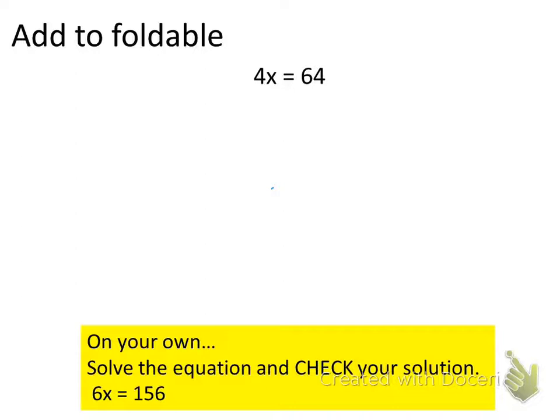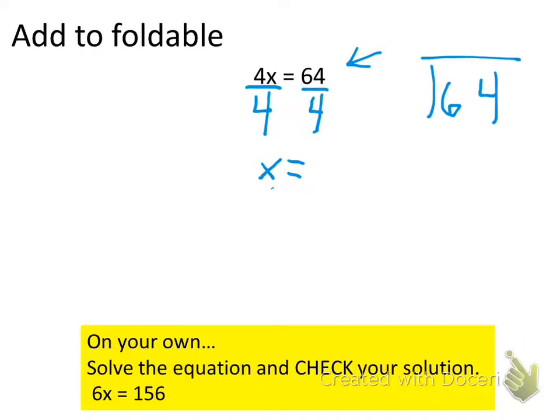We're now going to add to your foldable. To your foldable, you need to write this example underneath the multiplication section. Write that example down. Then we're going to divide by 4 to get this x by itself. We're also going to divide this one by 4. 4 divided by 4 gives 1, so then we just have 1x here equals whatever 64 divided by 4 is. So we'll do it on the side. You don't need to write this down in your foldable, not the division.